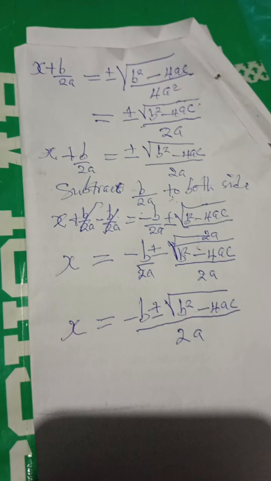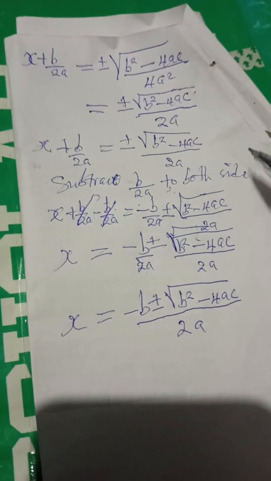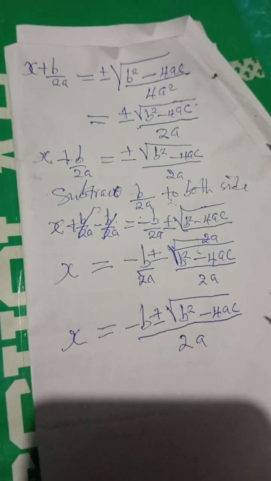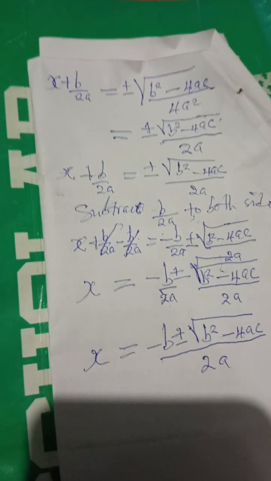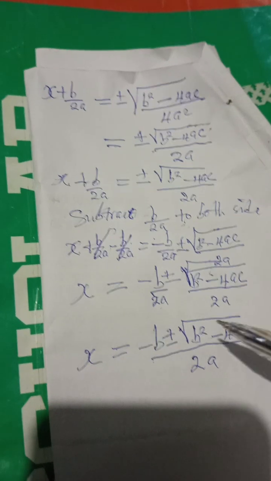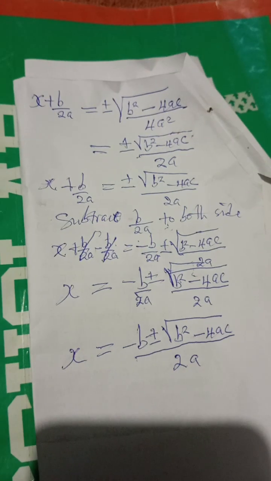Mind you, there are three ways of solving a quadratic equation: either by completing the square, which is the same method we used in order to derive this quadratic formula, and we have the factorization method, and we have the formula method, where you substitute in the general formula of the quadratic equation.